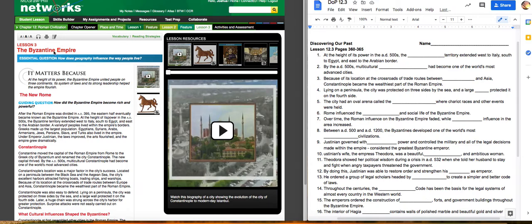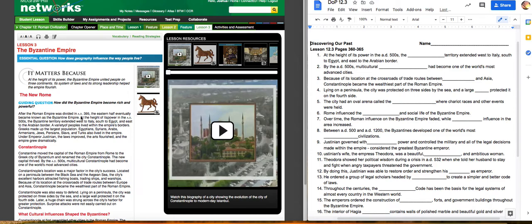And it says this, let's learn about this Byzantine Empire. The essential question is, how does geography influence the way people live? At the height of its power, the Byzantine Empire united people on 3 continents. Its systems of laws and its strong leadership helped the empire flourish. 3 continents sounds huge, guys. It's not that big because obviously it's right on the border between Europe and Asia, and then go around the corner a little bit south and you hit northern Africa. So that's how you get the 3 continents.